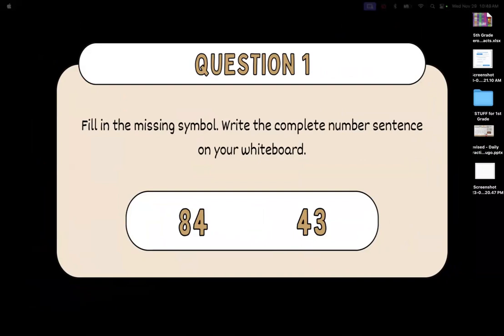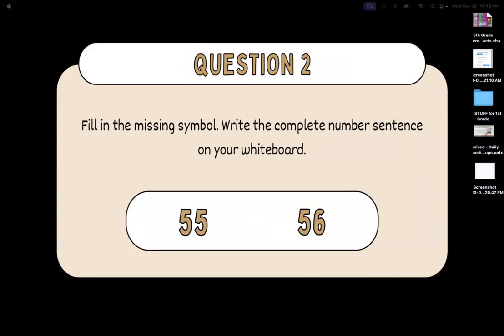84 is more than 43. So 84 is greater than 43. He's going to eat it. Good job, Athena. I like the X there. Good job. So it is not equal. 84, because the 8 is in the 10's and the 4 is in the 10's over here. 84 is bigger than 43. Good job, Quinn.